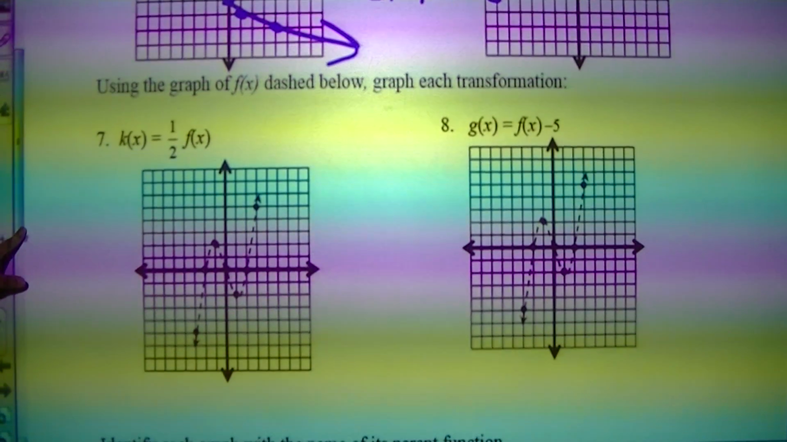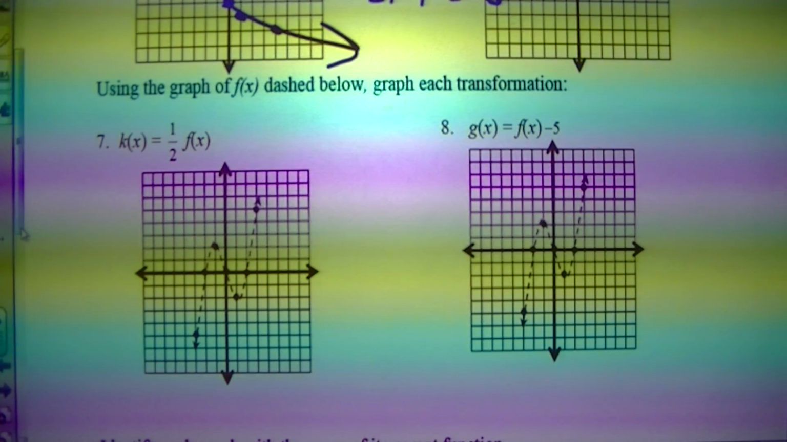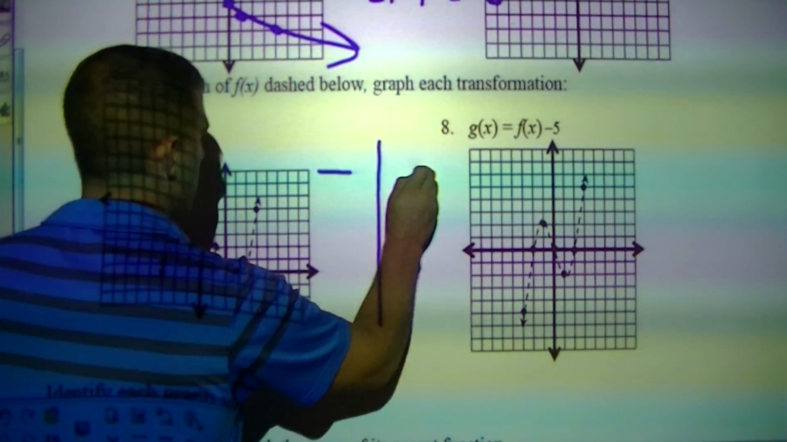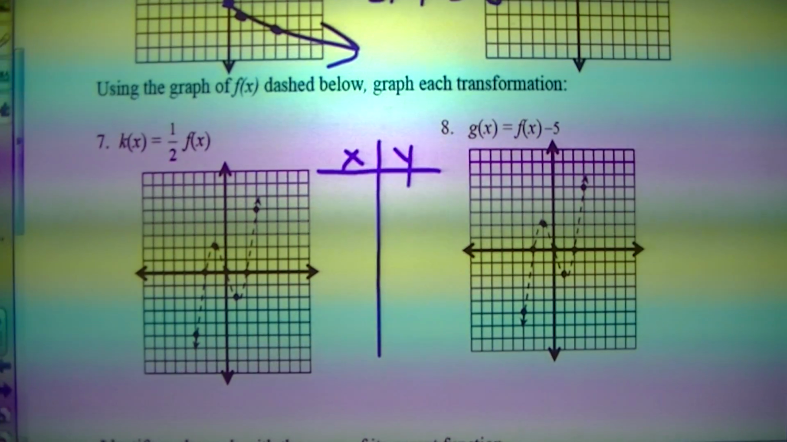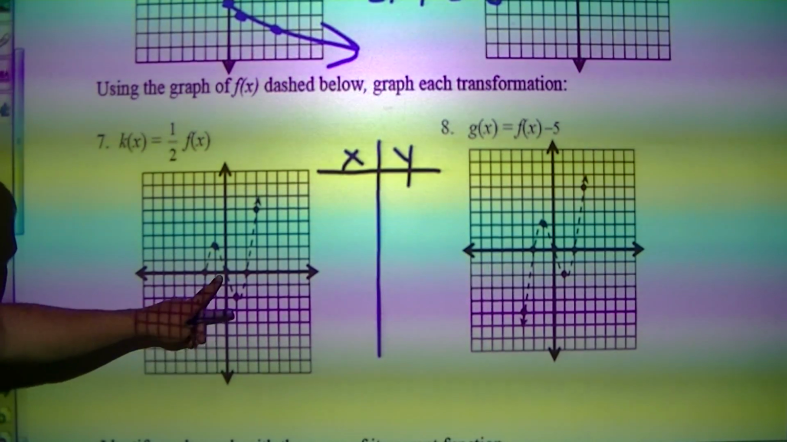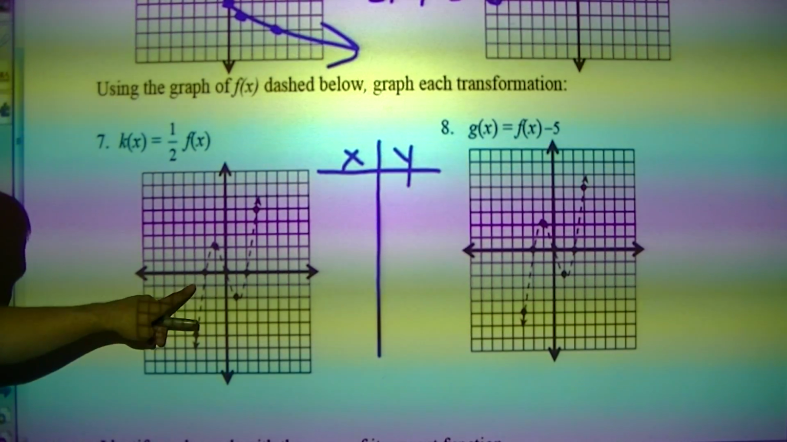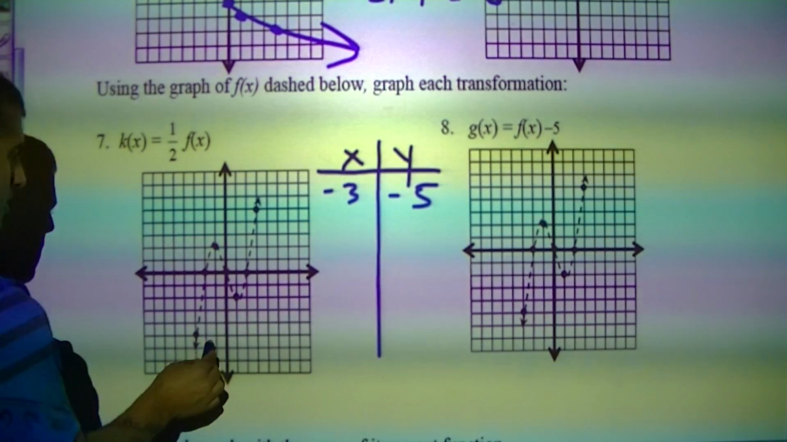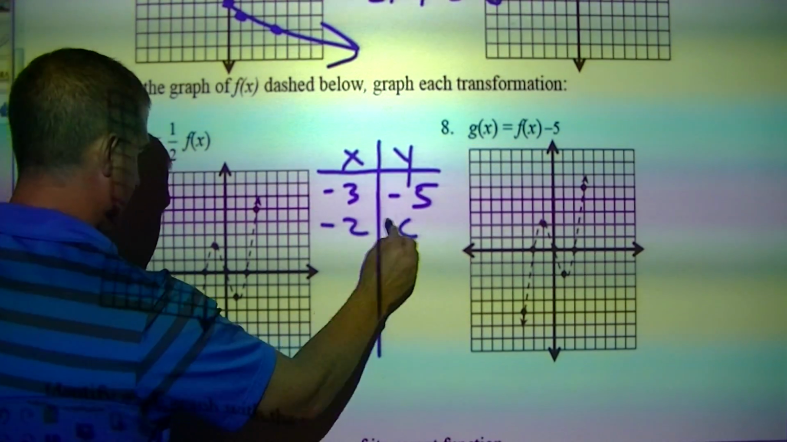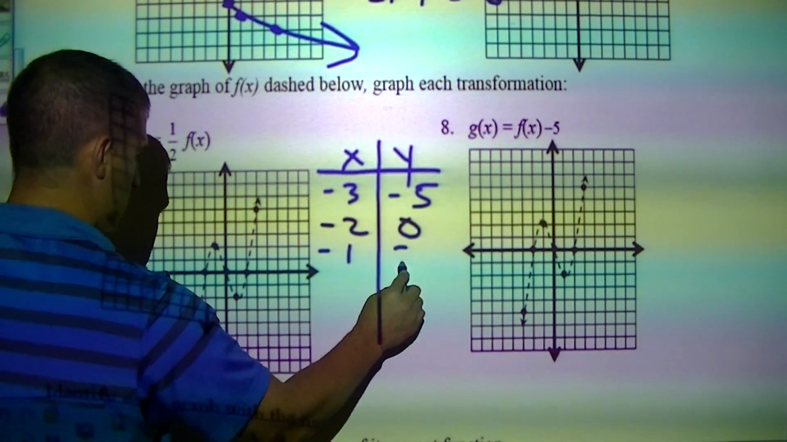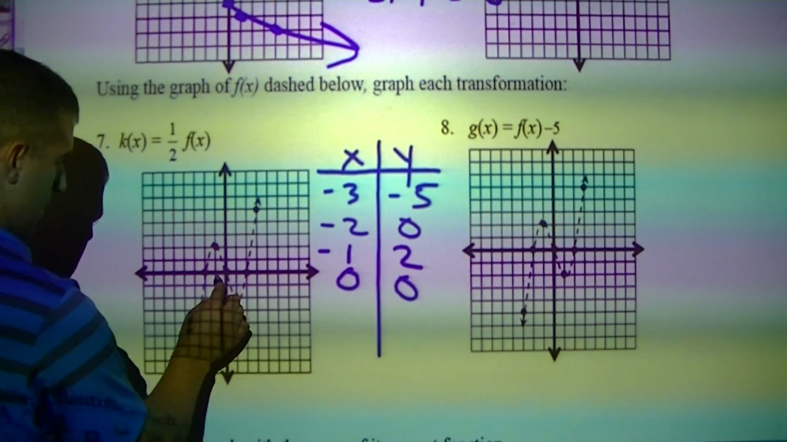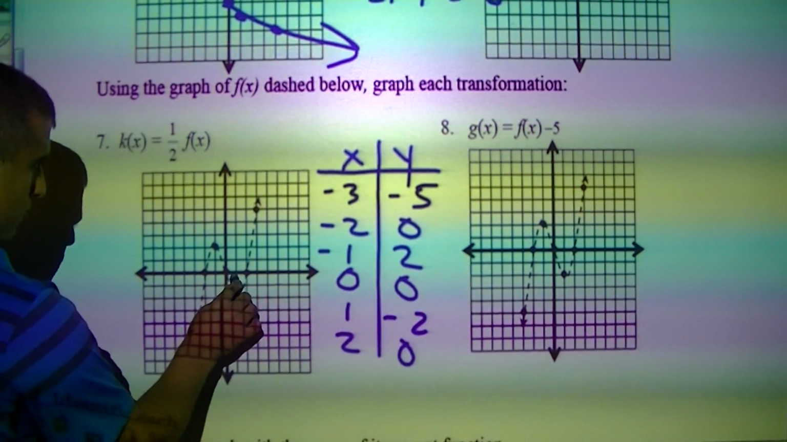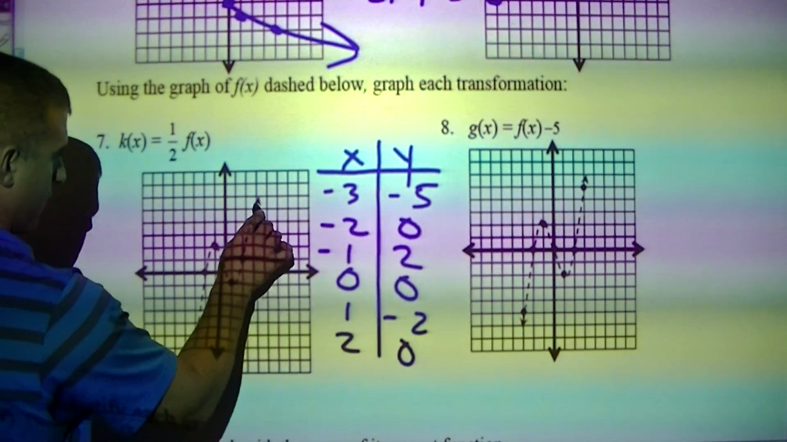Now, for a problem like this, I think it's the same picture. So let's go ahead and write down the x and y's for each of these. That's going to be 1, 2, 3, 1, 2, 3, 4, 5. So that's -3, -5. That's -2, 0. That's -1, 2. That's 0, 0. That's 1, -2. That's 2, 0. And that's 3, 5.